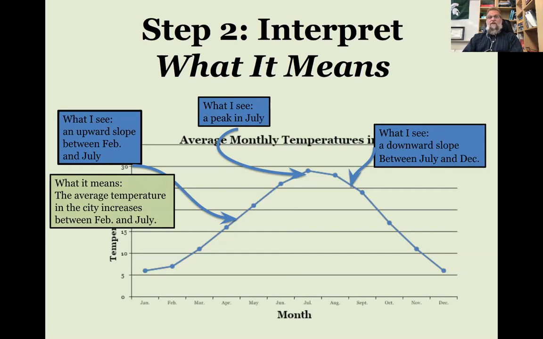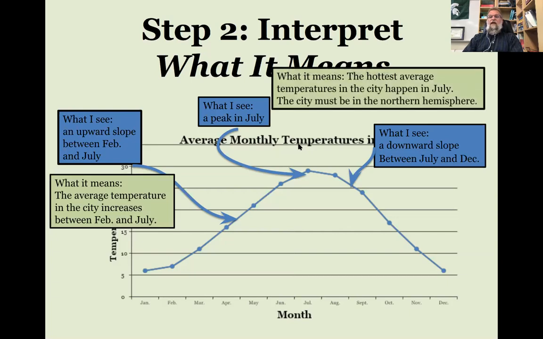The peak, what does that mean? The peak, that's the hottest month of the year. The hottest it gets in this particular city is around 29, 28 degrees Celsius in July, the average temperature. So I add a WIM box. The hottest average temperature in the city happens in July.